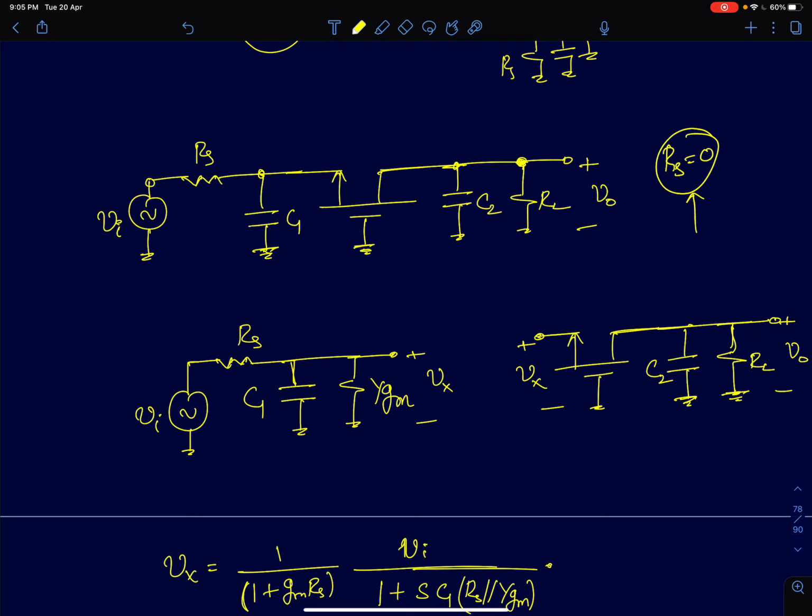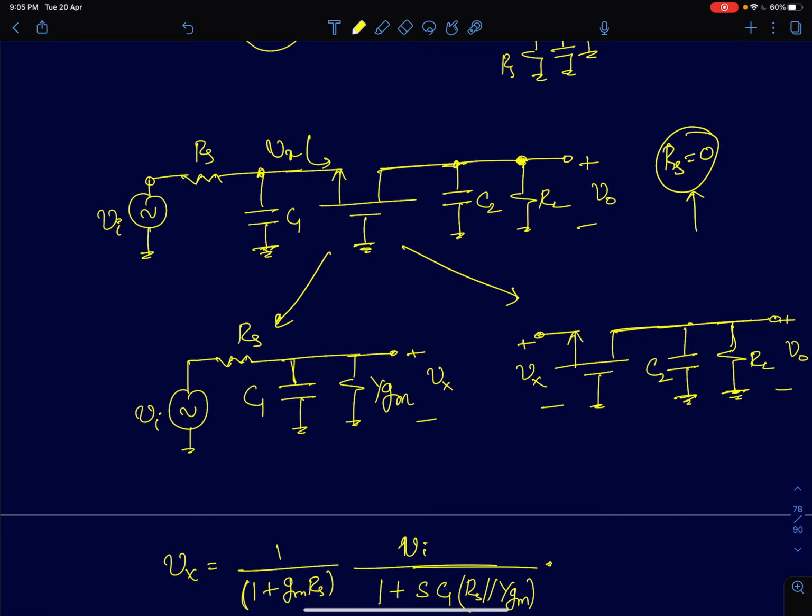So first I'll do a brute force analysis of a common gate amplifier. I'll start with the circuit and analyze and find all the poles and zeros. To analyze the circuit, I'll first find this node voltage Vx, and then we can analyze this half of the circuit separately. So I've split the circuit into two halves. By looking into the source terminal of a common gate amplifier, the input impedance is 1 by Gm. Here I'm assuming R0 is infinity. We'll see how it changes towards the end of the lecture when we consider R0. But right now I'm assuming R0 as infinity, so the looking in impedance is just 1 by Gm.